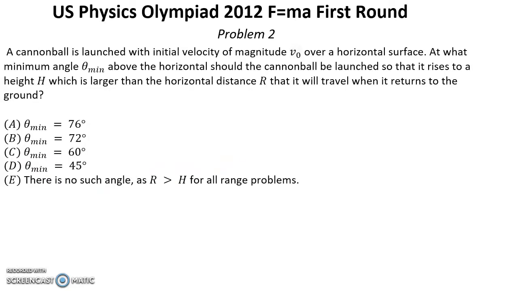Problem number 2. A cannonball is launched with the initial velocity of magnitude v0 over a horizontal surface. At what minimum angle theta minimum above the horizontal should the cannonball be launched so that it rises to a height h, which is larger than the horizontal distance r, that it will travel when it returns to the ground?